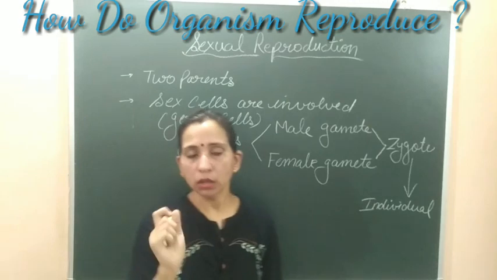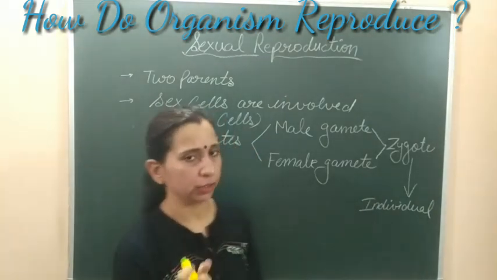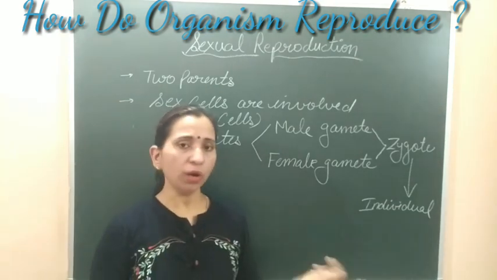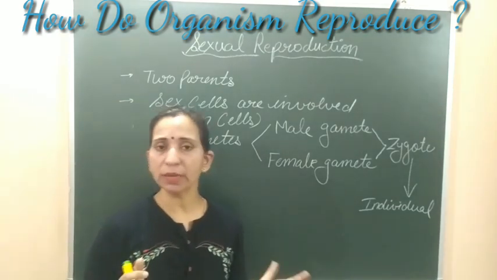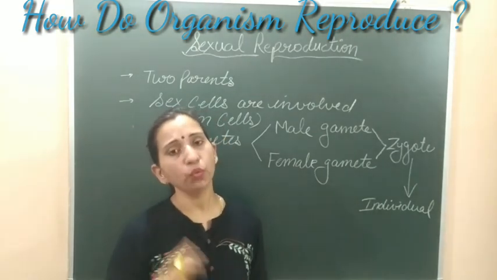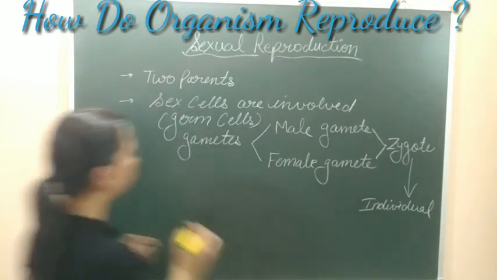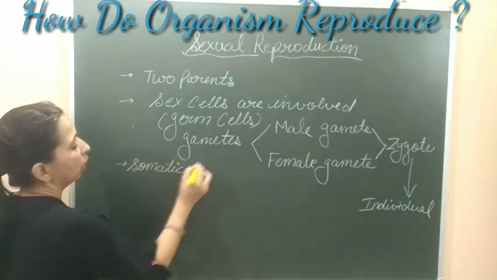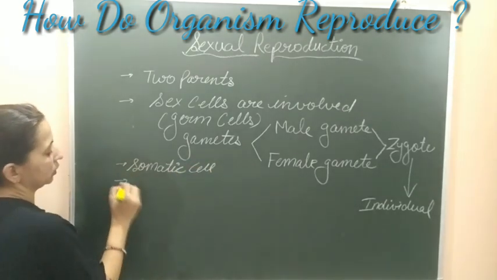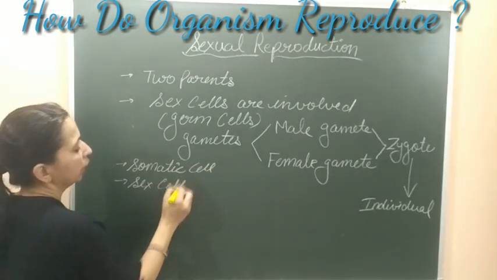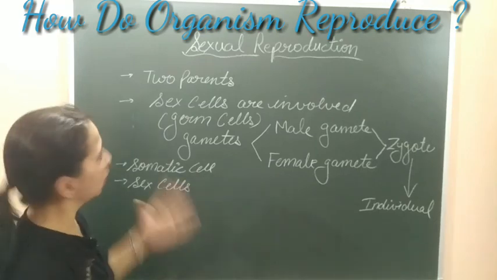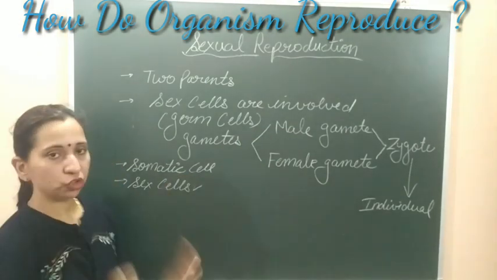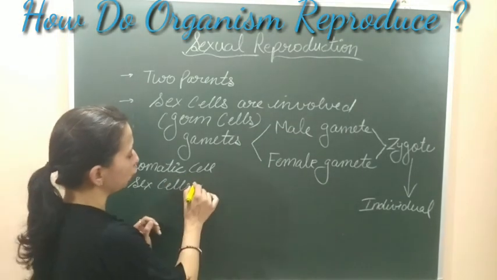Now let's come to one more interesting piece of information. You know that our body is made up of cells. And in our body we have two types of cells. The first type is known as somatic cells, and the other type is sex cells. These two types of cells are found in our body. Sex cells are the cells which we have called gametes. These are the sex cells present in the body of each individual.